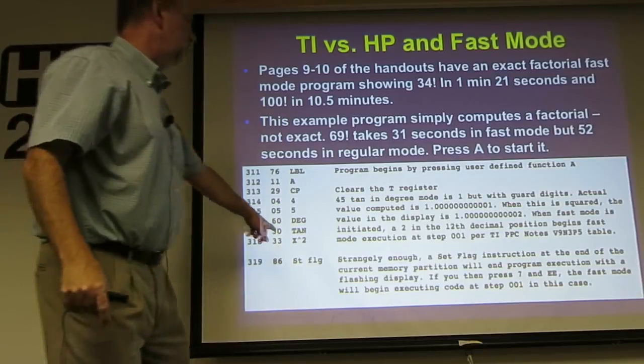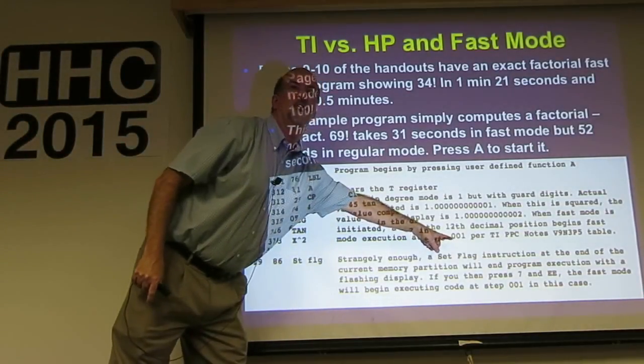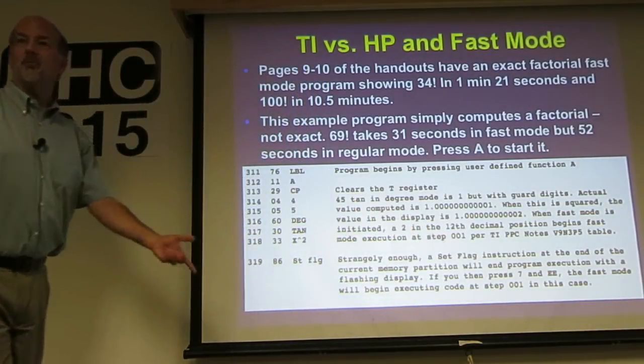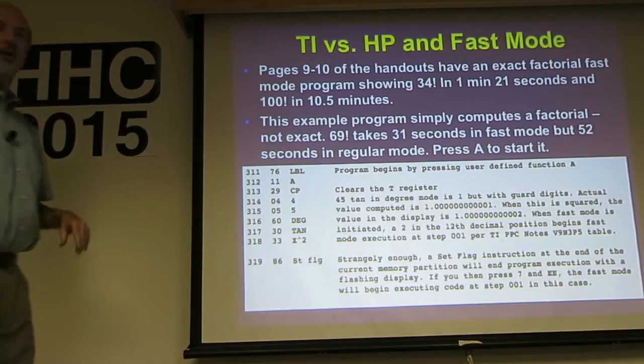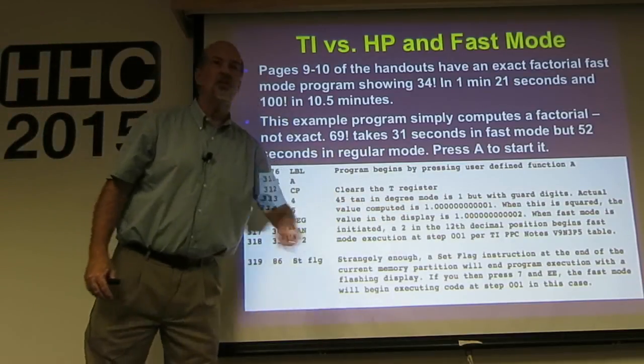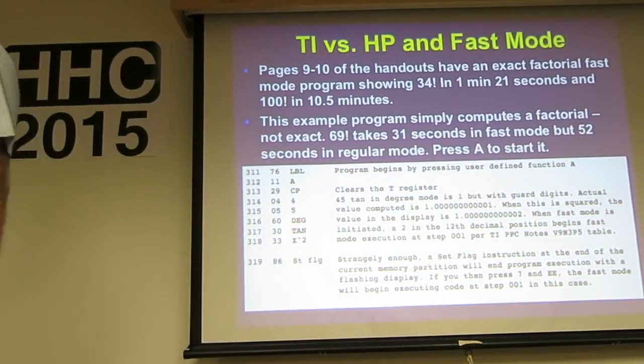The 2 right here will kick it off at step 001. That's what you want when you want a program to start over. And then set flag at the end, strangely enough, it blinks when it hits that instruction at the end of the partition. You hit 7 and then the EE key and it's off to the races. It's actually executing your program, starting back wherever it was told to start.